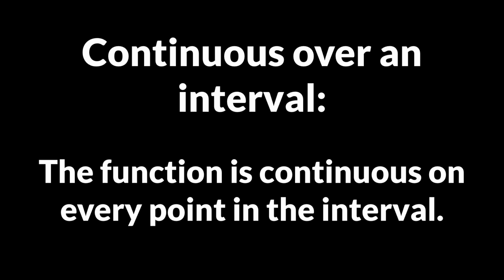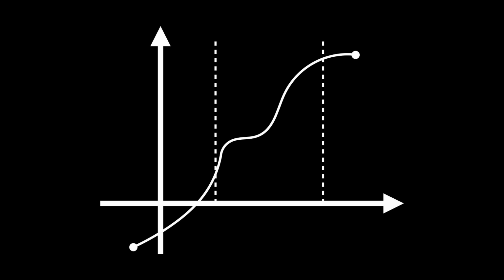There's a different kind of continuity called continuity over an interval, and when a function is continuous over an interval, that means that the function is continuous on every point in the interval. So, for example, if we took our function from before and we took the interval between the two dotted lines, since the function is continuous at every single point in that interval, we know that the function is continuous over that interval. So that's continuity over an interval.